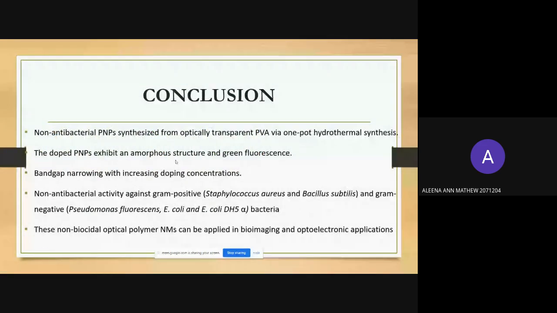So concluding, the one pot hydrothermal synthesis of thermally stable non-fluorescent PVA provides green fluorescent polymer nanomaterials. Prominent absorption peaks were observed in the UV region and absorption increased with the decreased dopant concentration. These amorphous polymer nanomaterials have direct band gap and show more semiconductor behavior corresponding to increasing dopant concentration. Excitation-dependent luminescent nanomaterials have no zone of inhibition against selective gram-positive and gram-negative bacteria. Hence, these non-biocidal functionalized polymer nanomaterials possess enhanced optical properties and can be applied in bioimaging and optoelectronic applications.